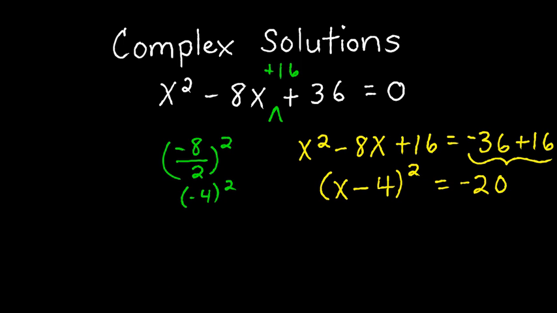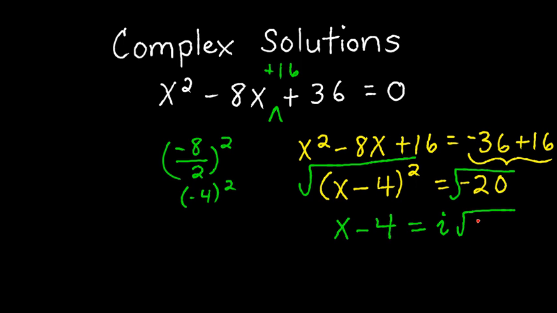Now I can take the square root of both sides, and I'm going to end up with x minus 4 equals, well, I've got the square root of a negative number, so I'm going to pull out the i. I've got the square root of 20, which I'm going to turn into the square root of 4 times the square root of 5. And of course I can simplify the square root of 4 because that is 2. And then I end up with 2i times the square root of 5.